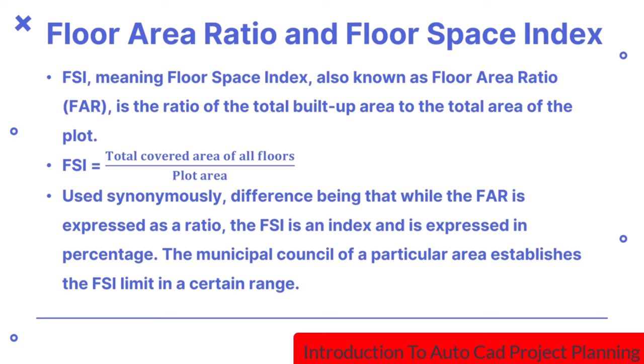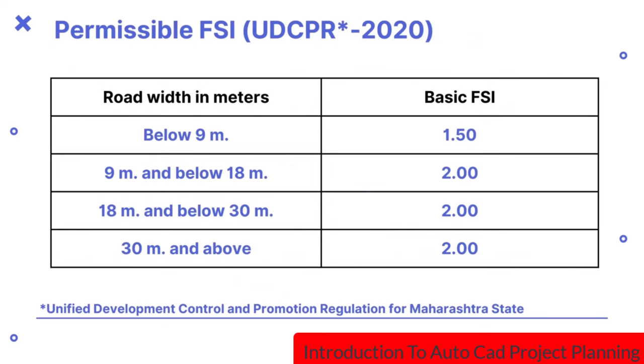Since FSI is a measure that combines the height and footprint of a building, regulating it ensures flexibility in the design of the building. In this table, you can see the values of permissible FSI given with respect to the road width. These values have been taken from UDCPR for Maharashtra state. UDCPR stands for Unified Development Control and Promotion Regulation. This is the code book used in Maharashtra state. For any other state, you need to use its current code book.